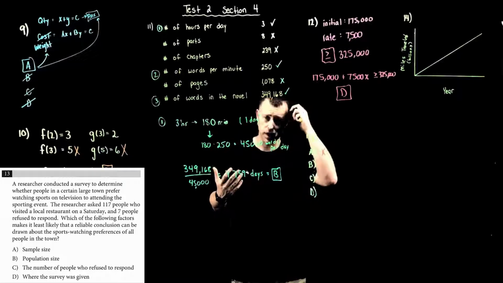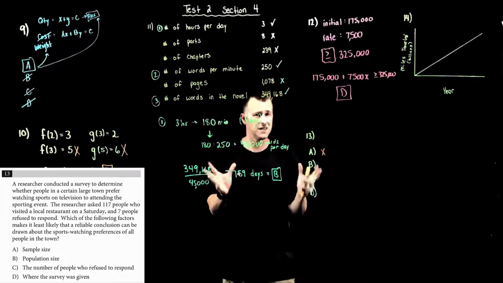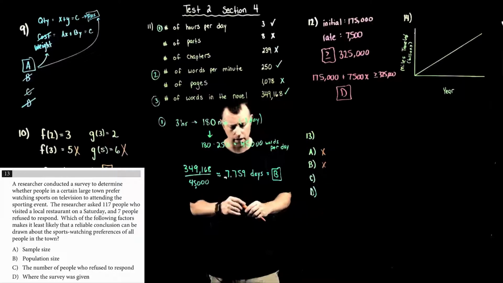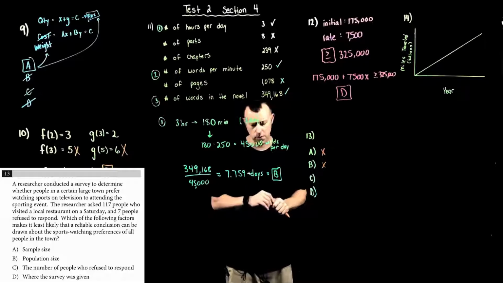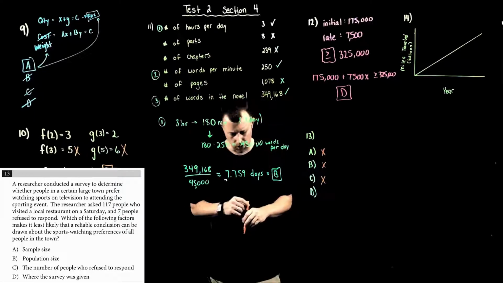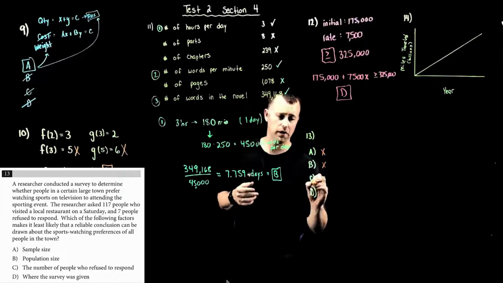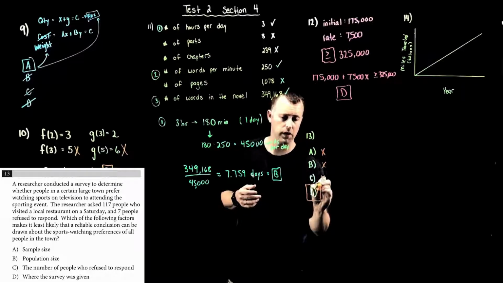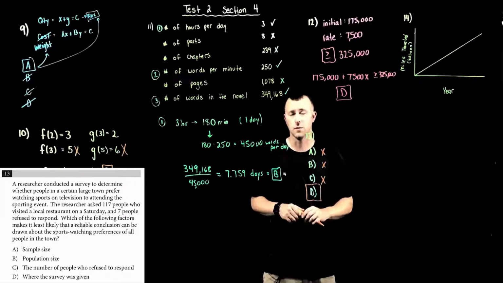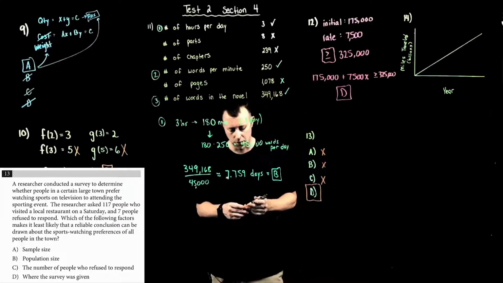So what if it's a big town or a small town? As long as you have a random sample, and 117 people is good enough to get an idea. Next up, the number of people who refuse to respond is really negligible, so it's not a big deal. But where the survey was given, that does matter. We want to make sure we are picking either multiple locations or maybe not a location where people are watching a game on TV. So 13 is just going to be D.